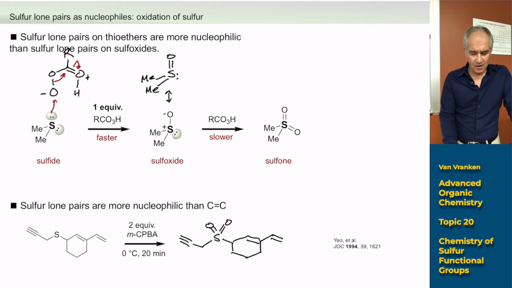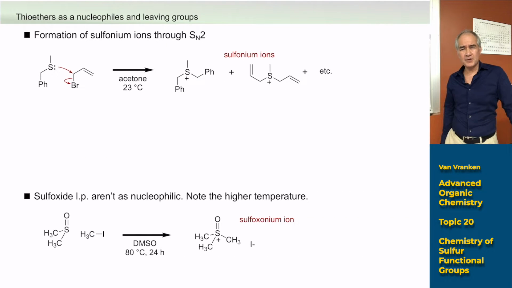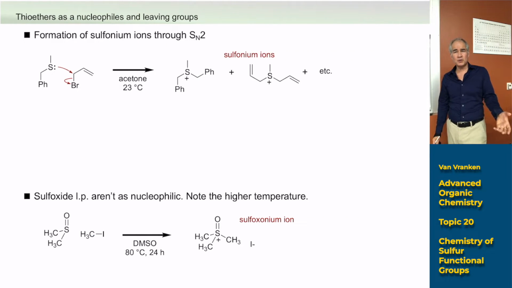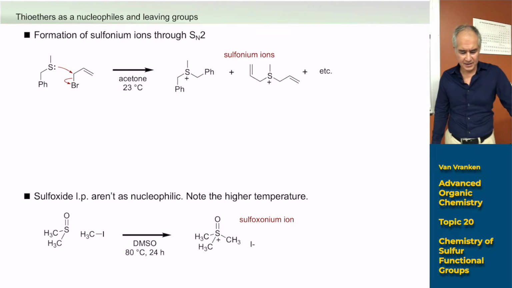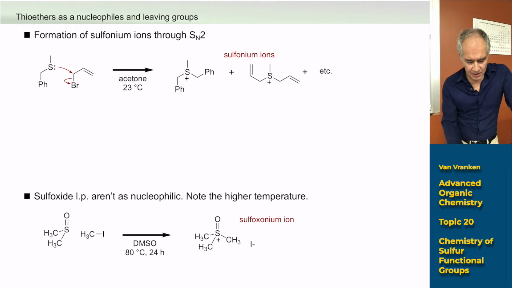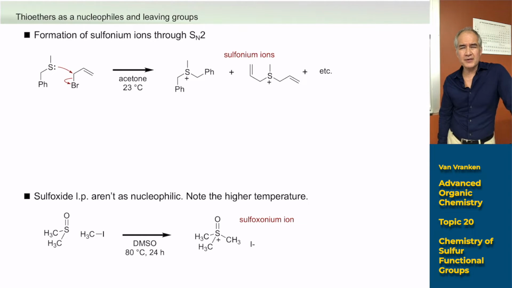Okay, so oftentimes you want to use sulfur lone pairs as nucleophiles, but sometimes you want to attack carbon, not oxygen or halogen to do an oxidation. And let's take a look at that. So here's an example where we're using the lone pairs on a thioether, there's 2 lone pairs on there, to do an SN2 reaction on carbon. That should seem pretty natural to you.